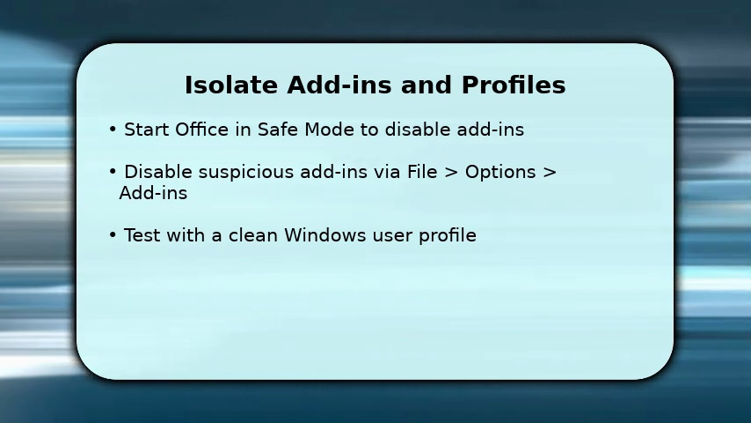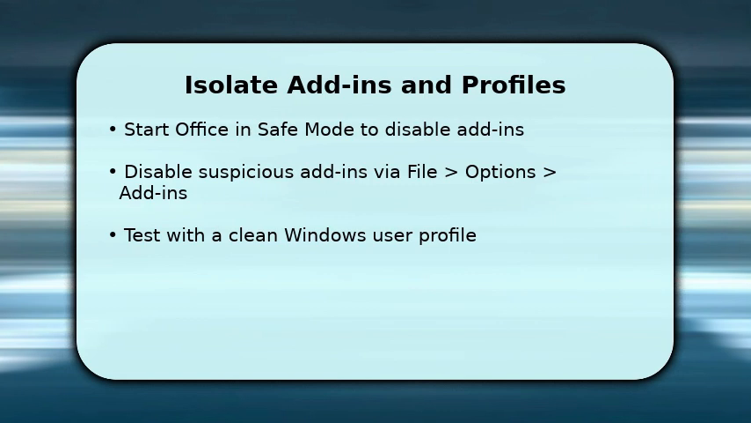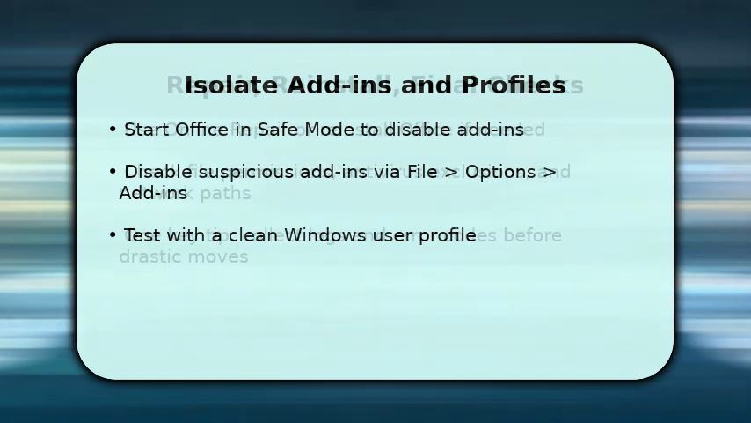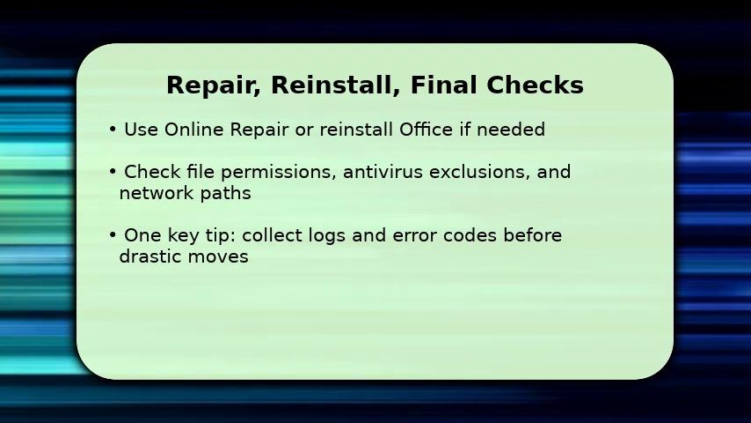If issues persist, create and sign into a new Windows user profile to determine whether your user settings are corrupt. Make sure to test each change one at a time to track cause and effect. Finally, escalate to online repair or a full reinstall if quick repair and isolation didn't work. Online repair replaces all program files and often resolves deep corruption.